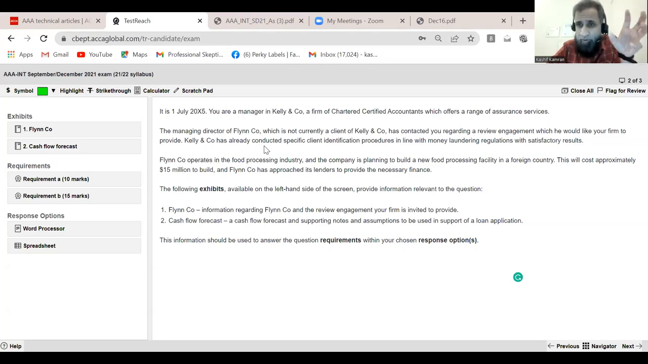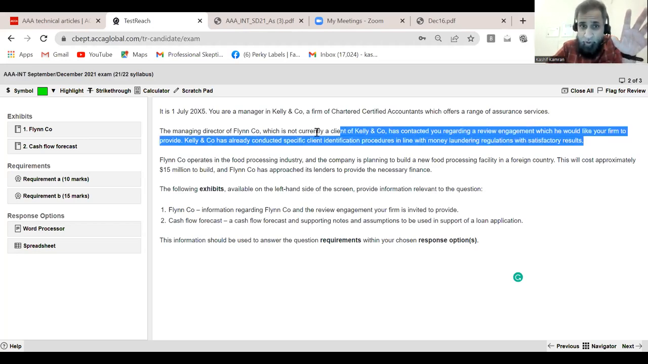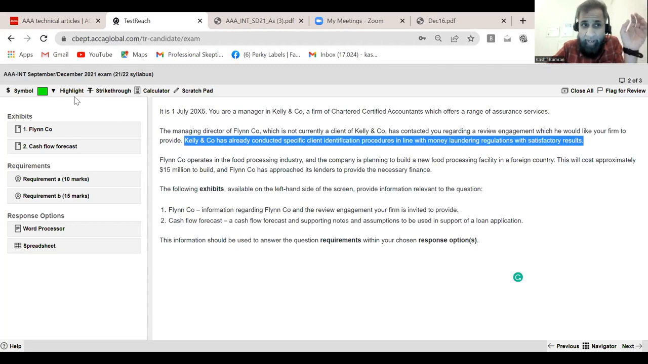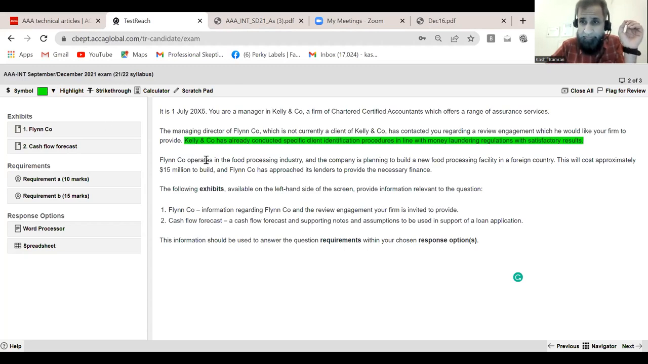No. Because you've already performed testing on the client's involvement in money laundering or tax evasion or bribery or corruption, and you found the client good. So you've already conducted specific client identification procedures in line with money laundering regulations with satisfactory results. So that's something important, right? Which you should be careful of, and you should not be repeating the same when you're answering your question.